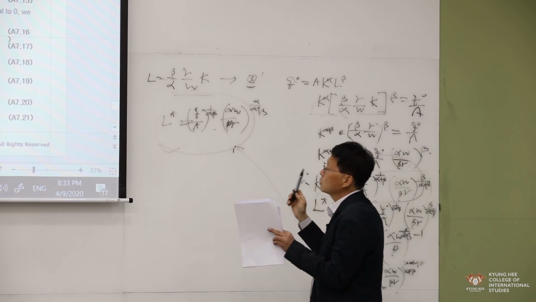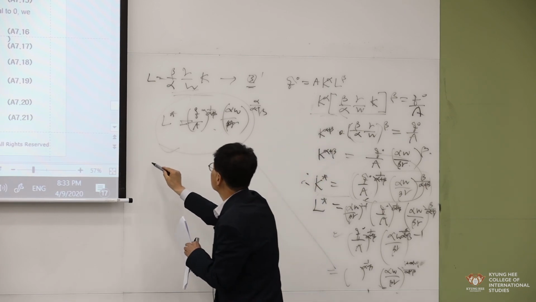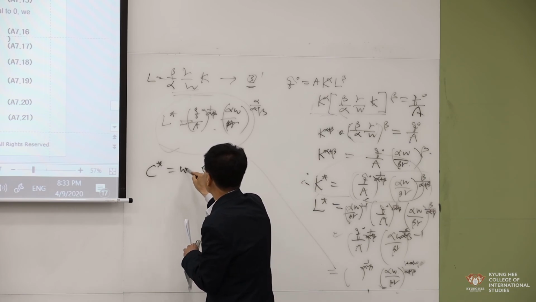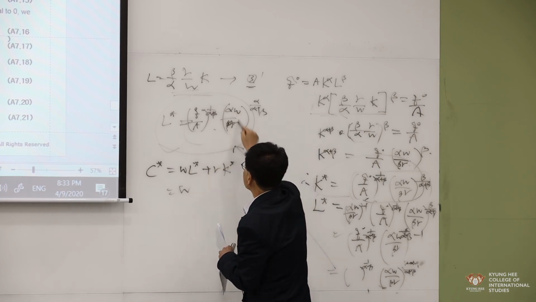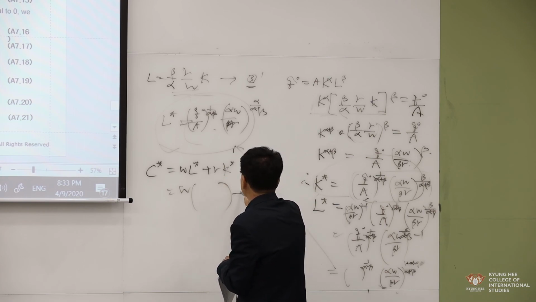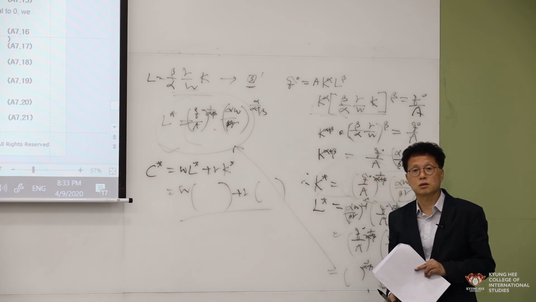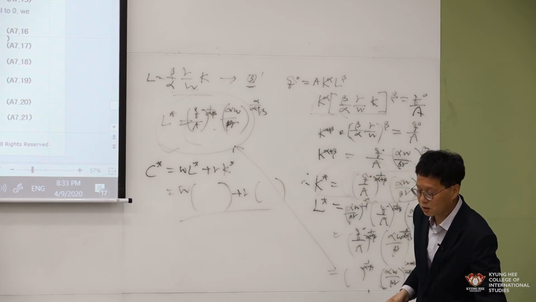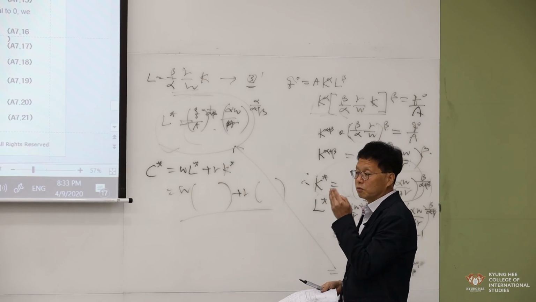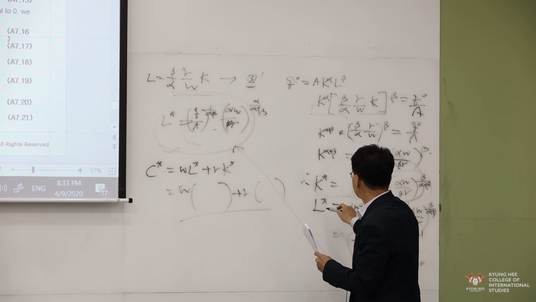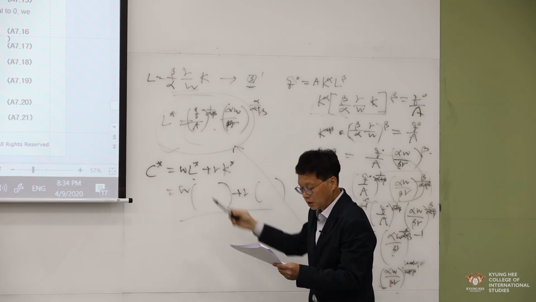Then we can calculate the minimized total cost. So for the minimized total cost, we can say C star is W L star plus R K star. Then W L star is this one, and K star is this one. Then we calculate the minimized total cost. Okay, that is the mathematical explanation of cost minimization. In this process, we can derive optimal labor demand, optimal capital demand, and minimized cost like this. Okay, I'd like to stop here.